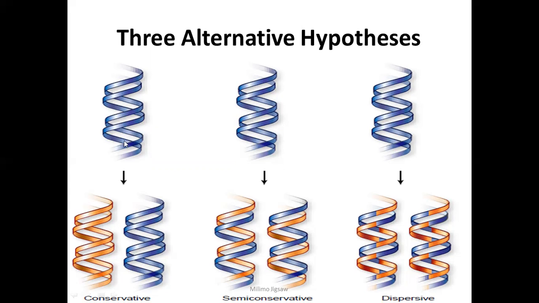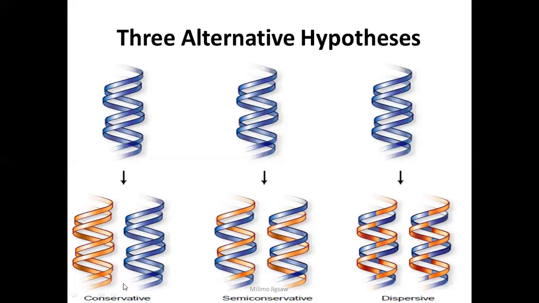The blue color represents the parental DNA strand. So remember, DNA is double-stranded. So you have these two strands, and you have the other strand. The blue strands represent the parental strands, or the strands before DNA replicates. And then the golden color, the brownish color, represents the daughter strands, or new strands.